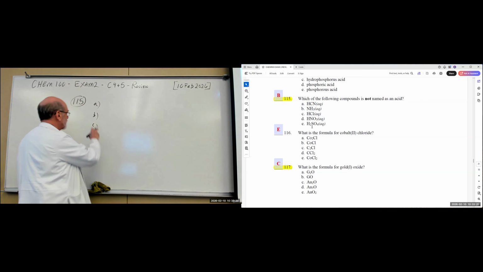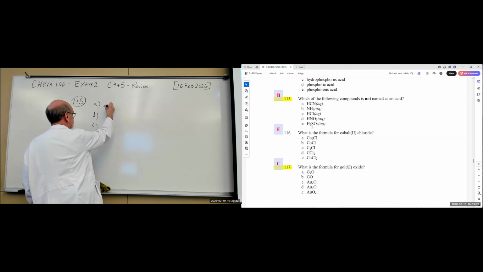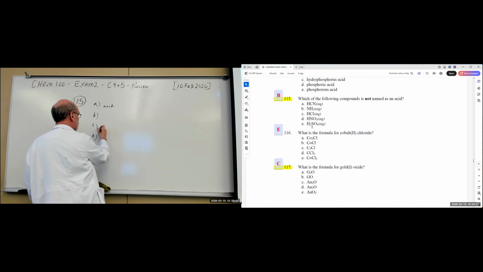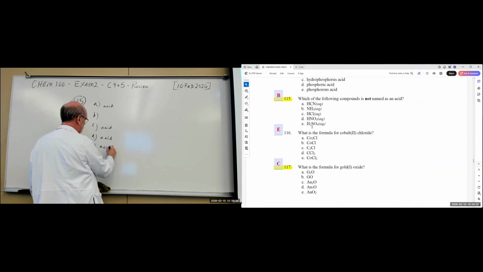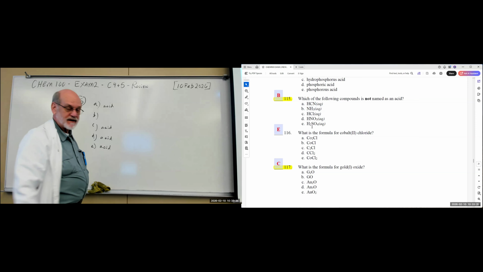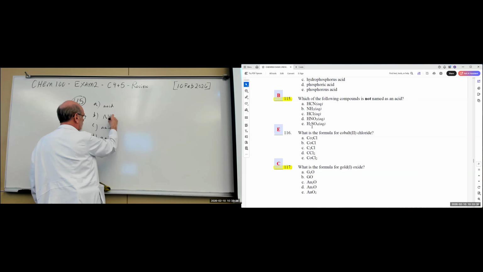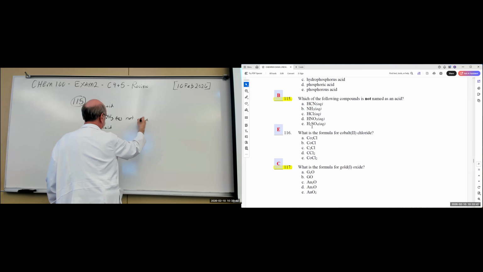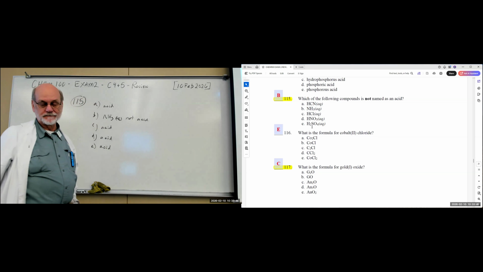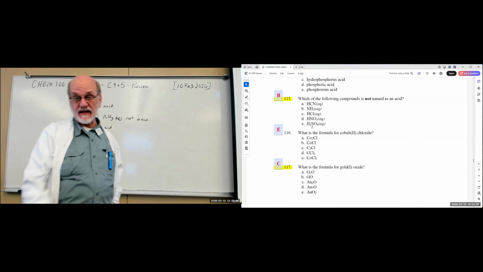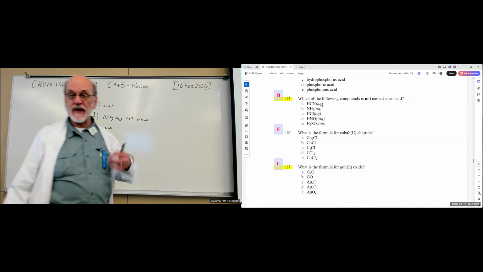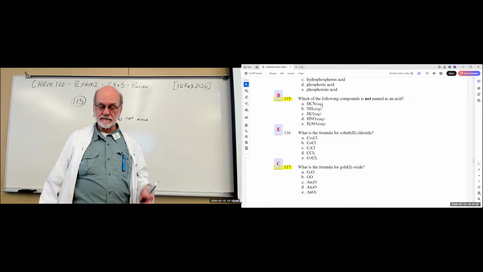A starts with a hydrogen. That's an acid. C, D, and E all start with hydrogens. B does not. NH3, aqueous, is not an acid. Right? We'll talk about it later, but actually it's a base. Don't name it as an acid. In fact, NH3 has a special name of its own. That's ammonia.